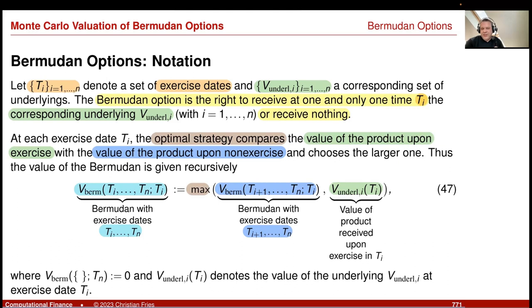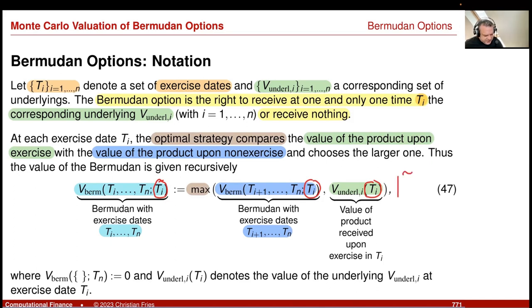So at each time Ti, this is your optimal decision. And note that you make this decision by comparing the Ti values. So what you see here is the value of a Bermudan option with exercise dates Ti plus one up to Tn, evaluated in time Ti. So evaluated at the time step before.